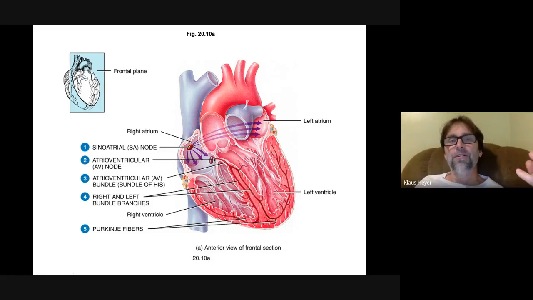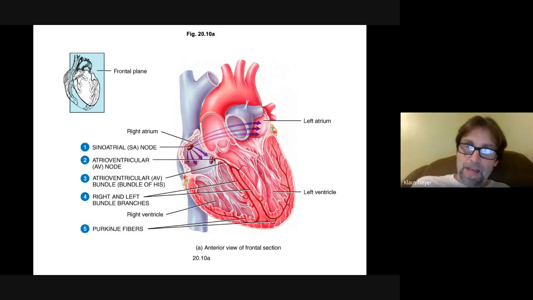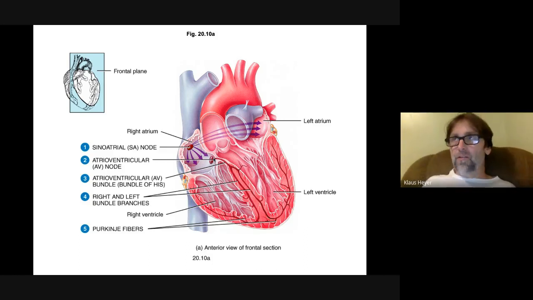If the SA node stops working, the AV node can pick up and start taking over as the pacemaker. It's not that you're going to be healthy. You're not going to be running any marathons or anything like that, but it will work enough to keep you alive. But anyway, from the SA node, we go to the AV node, AV being atrioventricular, atrial for atrium and ventricular for ventricles. AV node.